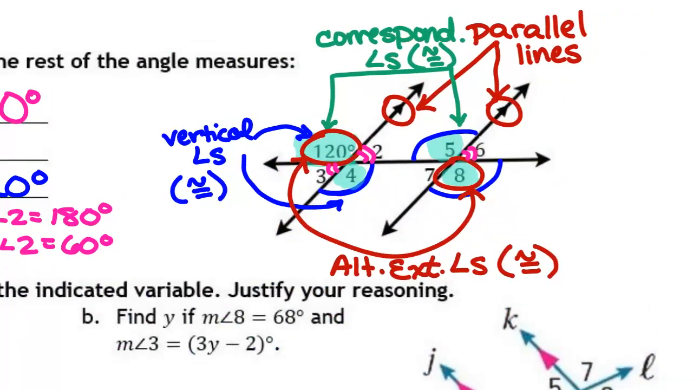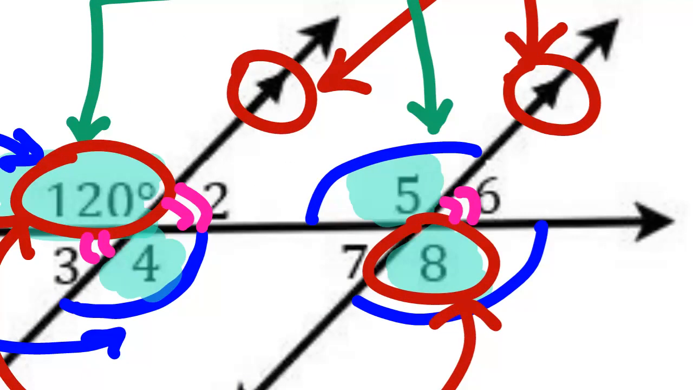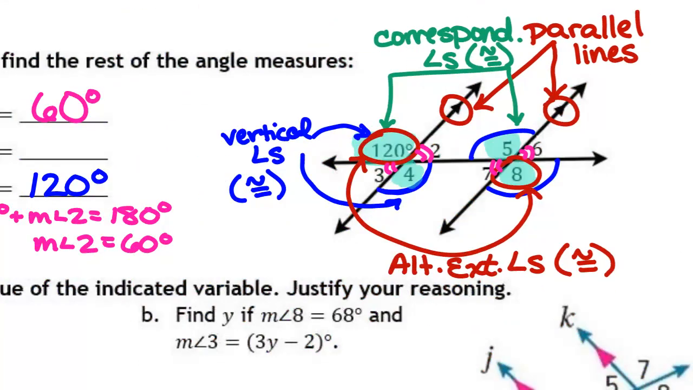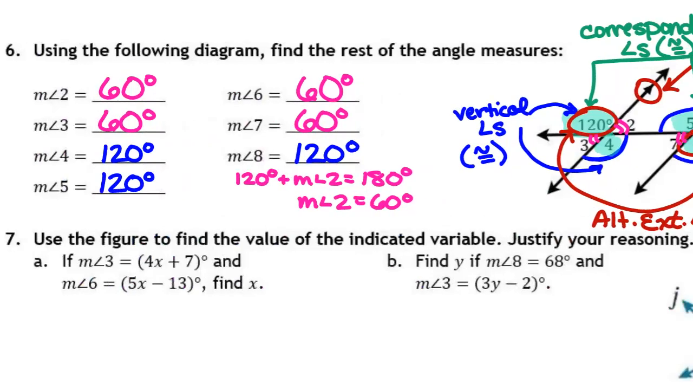Or you could look at it and say that angles 2 and 6 are corresponding, so they have to be congruent. Or we could say that the 120 degrees and angle 6 are consecutive exterior angles. They have to add to 180. They're supplementary. How big is angle 7? 60 degrees. Nice work.